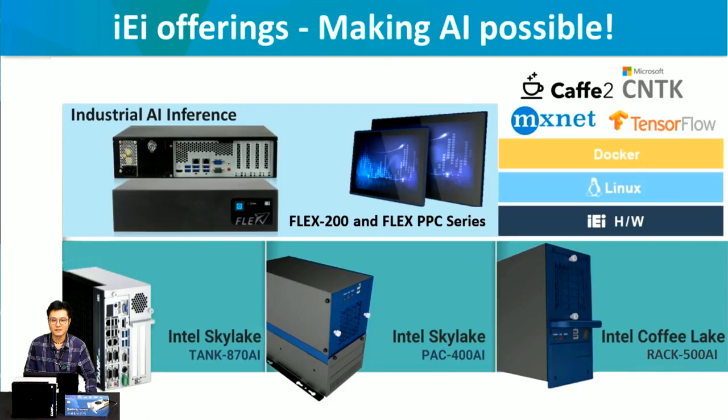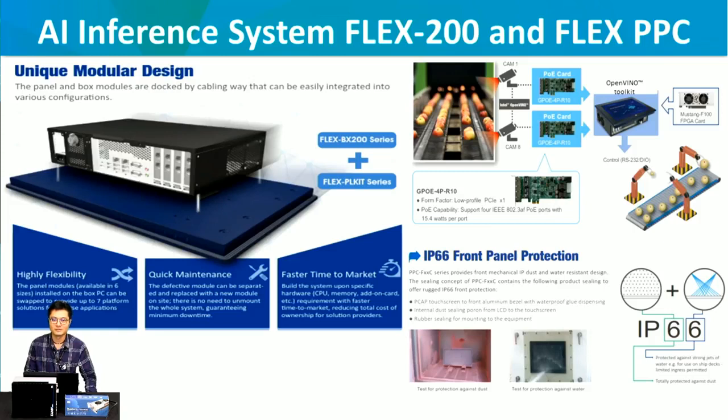Here are some industrial AI inference systems that IEI offers for AI inspection. From the FLEX200 and FLEX PPC series to the Tank-A70 AI, the PUZZLE400 AI, and the RACK500 AI. The FLEX200 and the FLEX panel PC are extremely suited for environments which need high dust and high waterproof protection, let's say in the food industry.